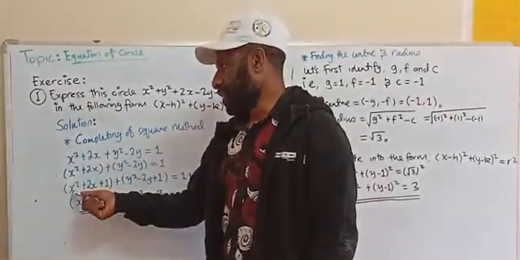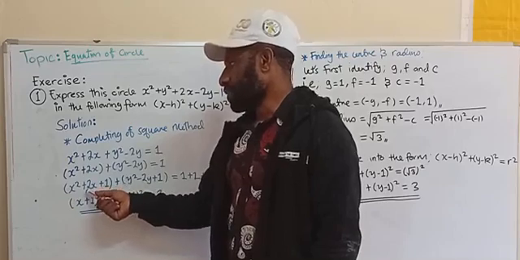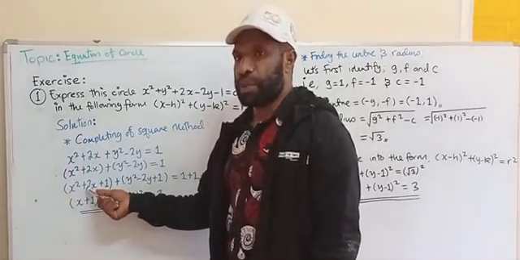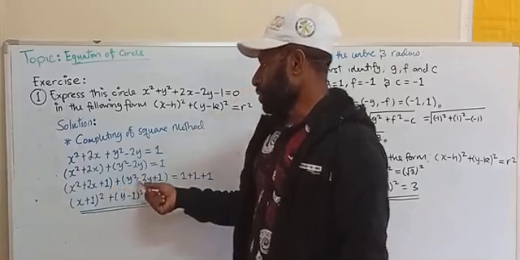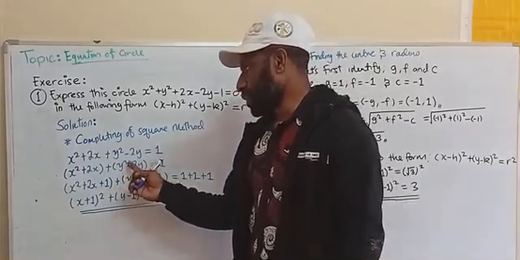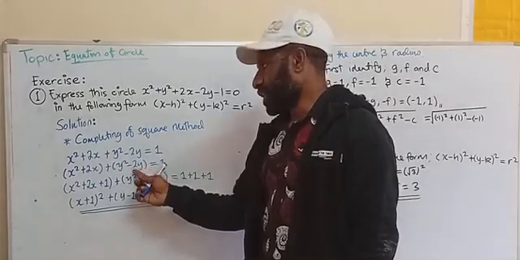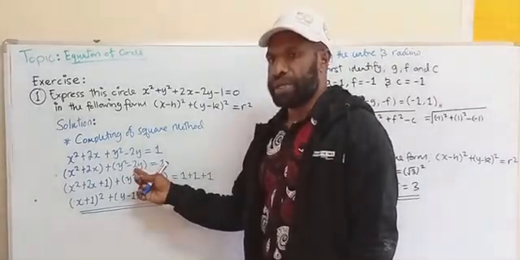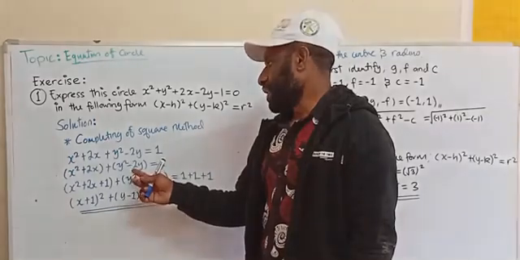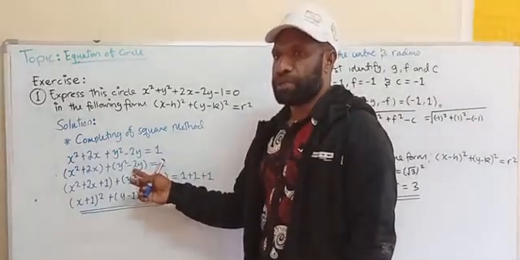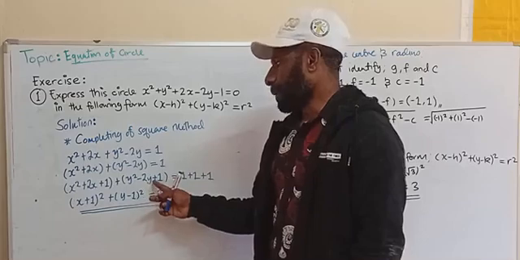So we have x squared plus 2x plus 1. Half of 2 is 1, and 1 squared is 1, so we add 1. We also do the same for the second bracket. We have y squared minus 2y. The coefficient of y is negative 2. We halve it, square it, and add it to both sides. Half of negative 2 is negative 1, and negative 1 squared is positive 1. So we have y squared minus 2y plus 1.